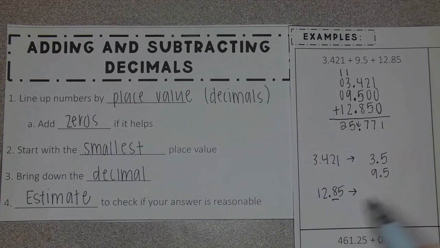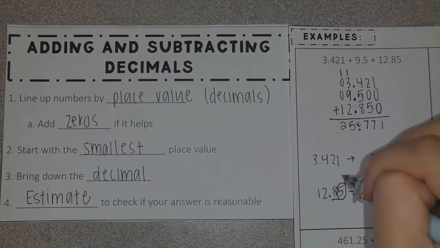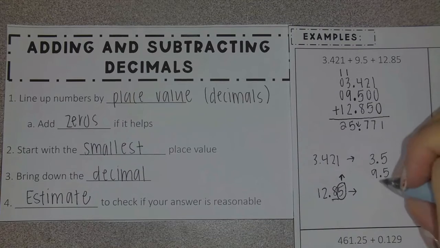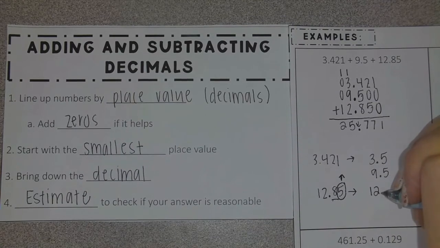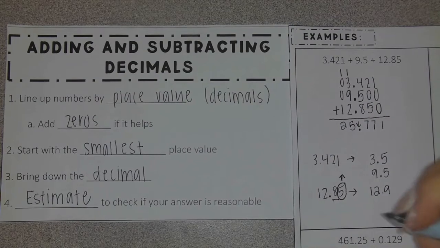And if I were going to round it to the tenths, I have the number 8 in the tenths place. 5 is to the right, so 5 or more, raise the score. So that means that when I round 12 and 85 hundredths to the tenths place, I get 12 and 9 tenths.